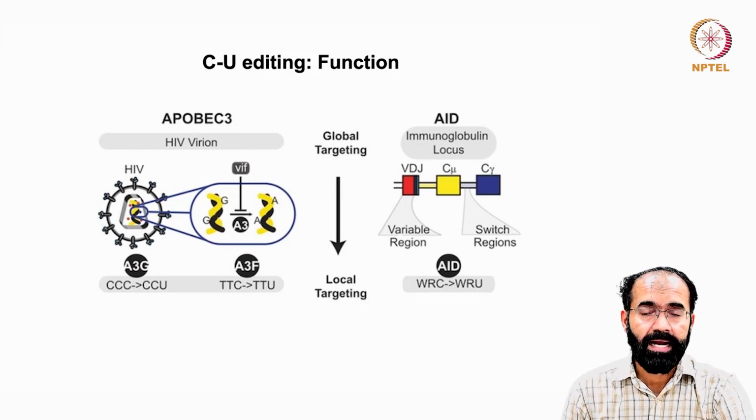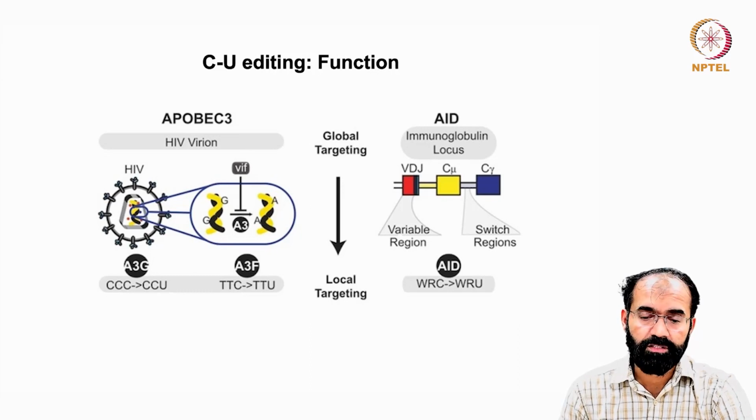So such kind of editing is possible with the help of an APOBEC protein present in the cytoplasm. And when you are talking about AID and the immunoglobulin locus, because we all know that when there is an infection, it always brings in changes at the immunoglobulin.